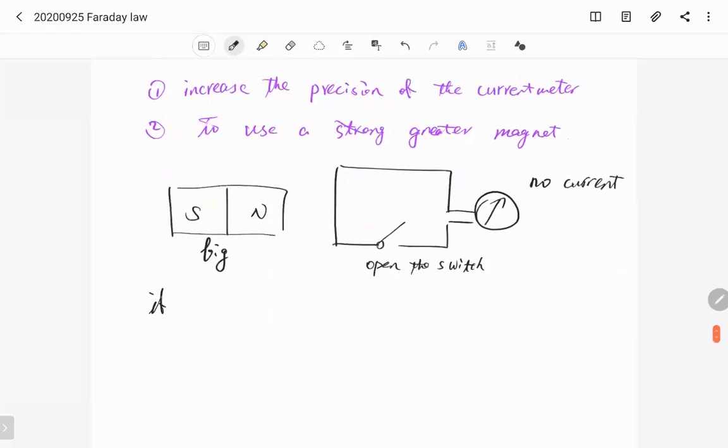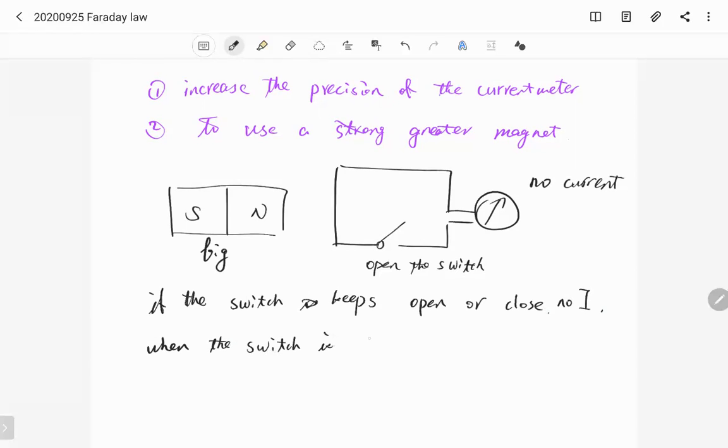So if the switch stays open or closed, no current. But when the switch is being opened or closed, at such a moment there is current, at an instant.